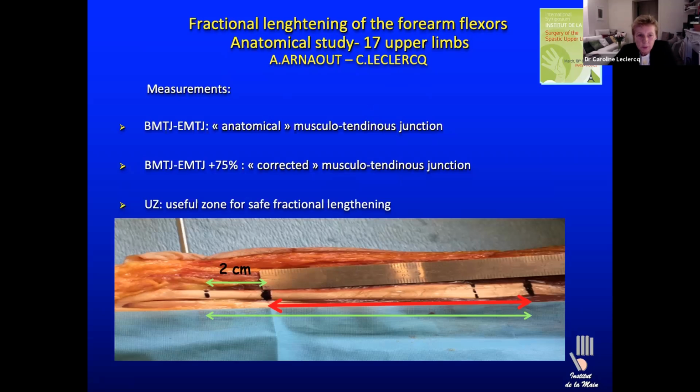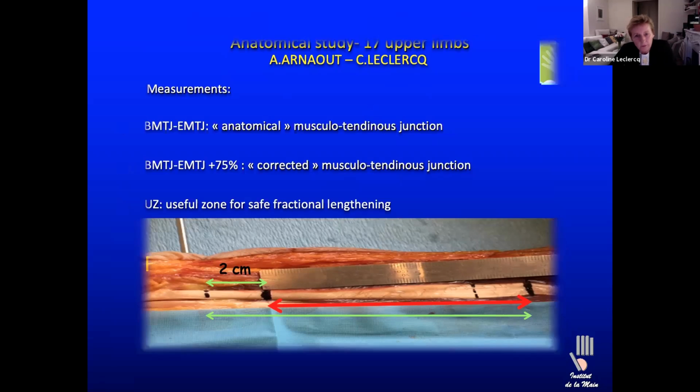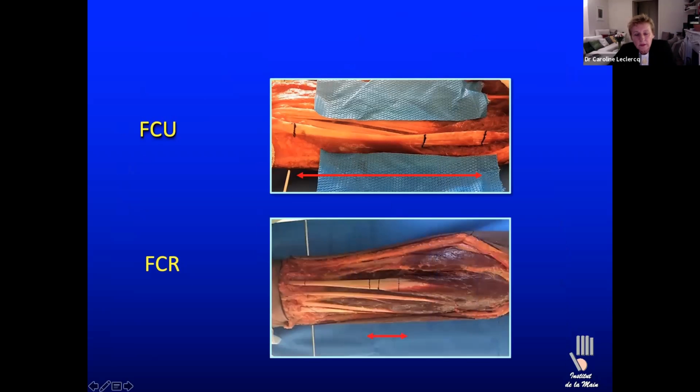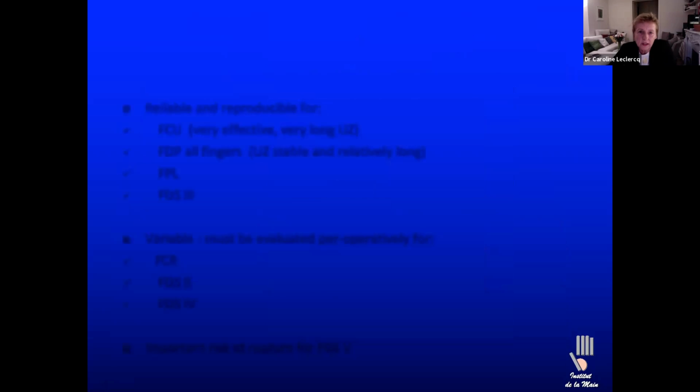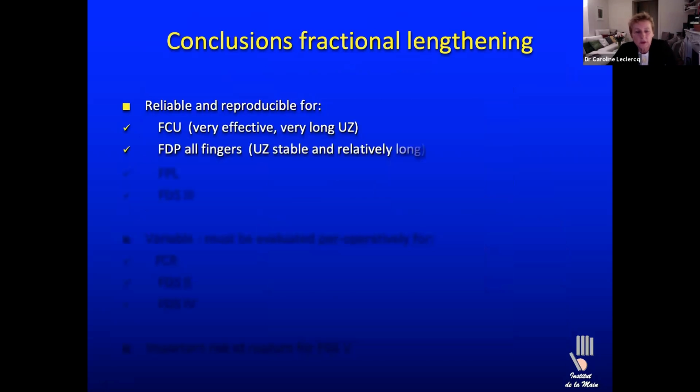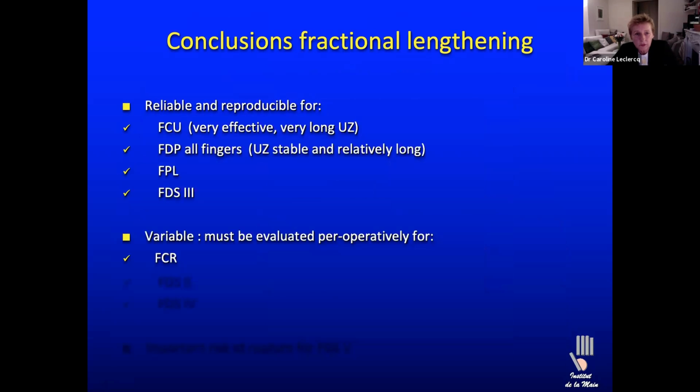And we determine what we call the useful zones, the red arrow that you can see here, for each of these muscles. And indeed, this useful zone can be very different. For example, for the FCU and the FCRs that you see here, I just mentioned that for the FCRs, it is quite impossible to use this technique. And it comes out from this work that some of the muscles, namely FCU, all FDPs, FPL, and FDS of the third finger can be lengthened this way.